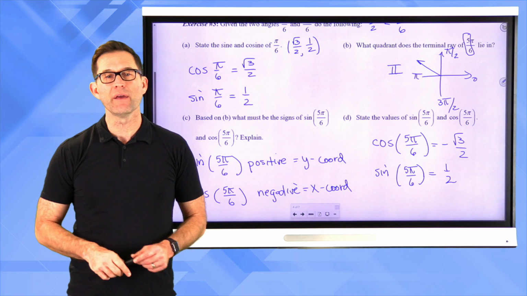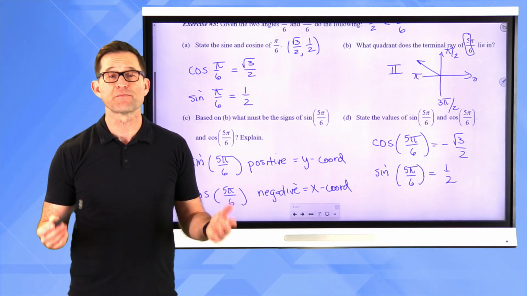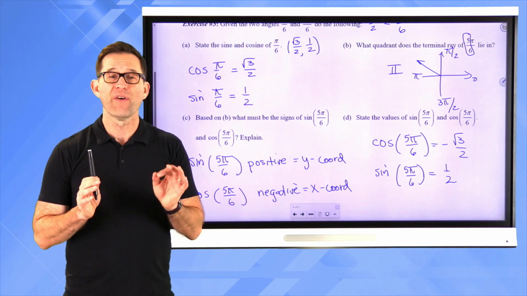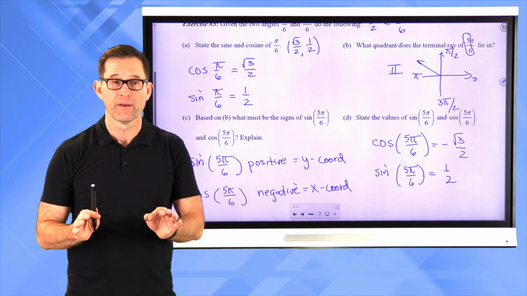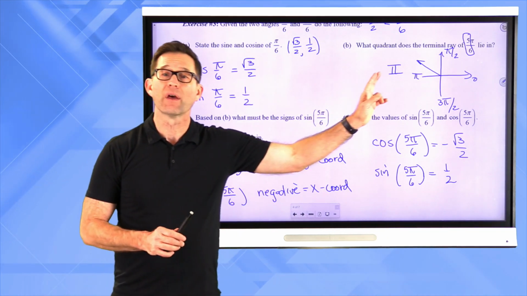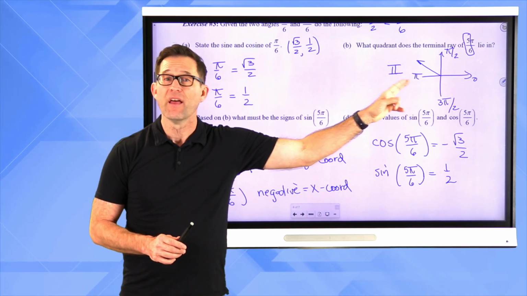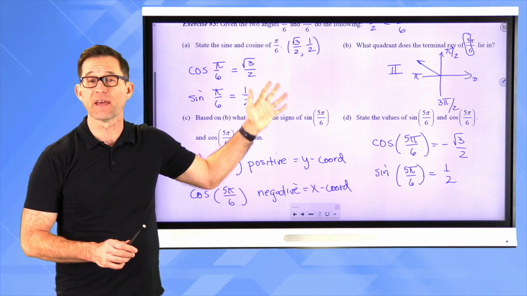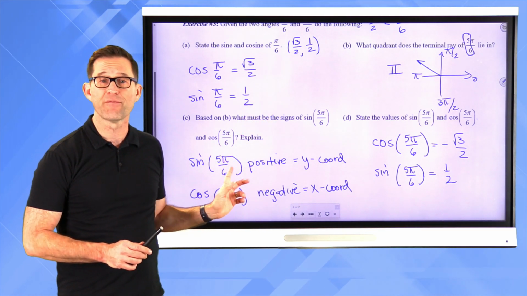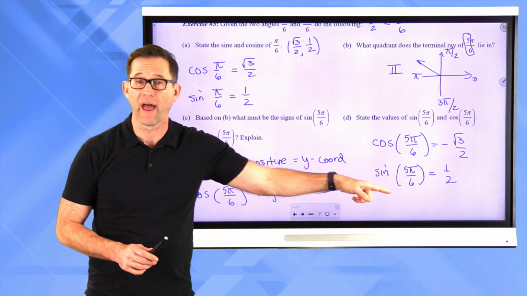So here's the beauty of the reference angles, especially when it comes to dealing with the special radian angles. You just need to know the values in the first quadrant. Because if you know the values in the first quadrant and you can locate where the terminal ray lies, then you simply take these and say, well, I know in the second quadrant sine is positive, so sine of 5 pi over 6 must be the sine of pi over 6, and they're both 1/2.